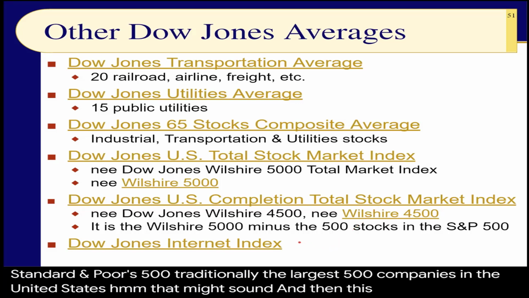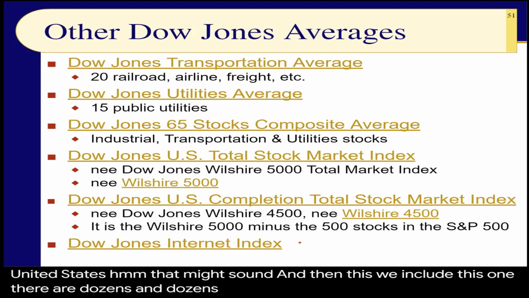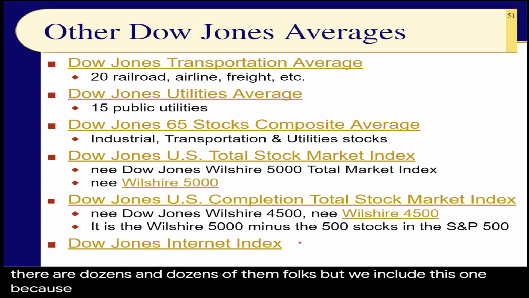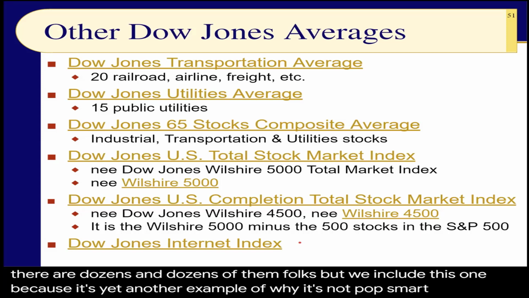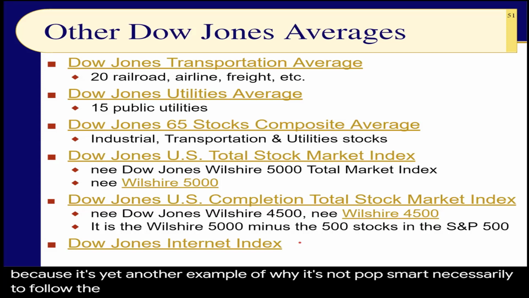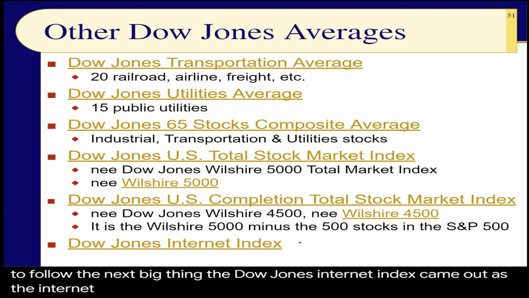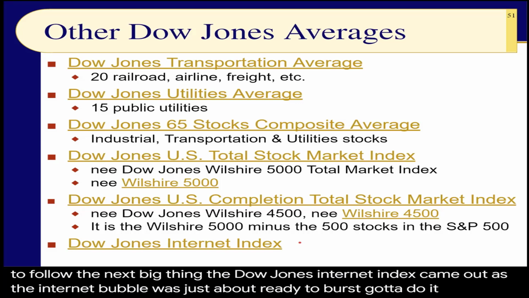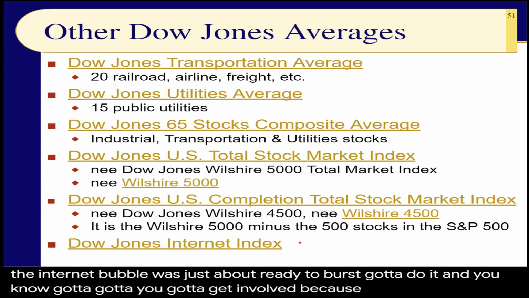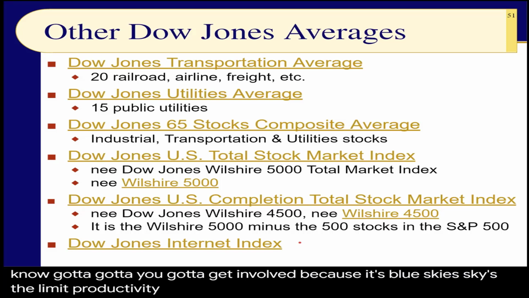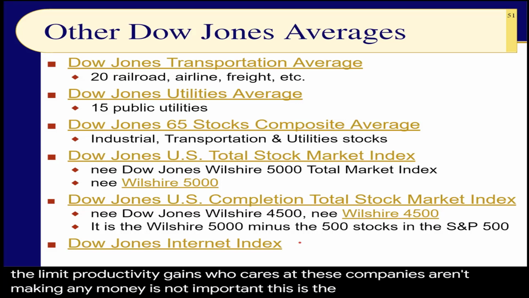And then we include this one. There are dozens and dozens of them, folks, but we include this one because it's yet another example of why it's not smart necessarily to follow the next big thing. The Dow Jones Internet Index came out as the internet bubble was just about ready to burst. You've got to get involved because it's blue skies, the sky's the limit, productivity gains. Who cares if these companies aren't making any money? It's not important. This is the future.